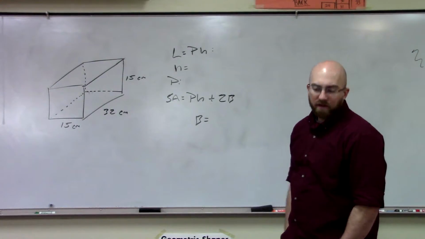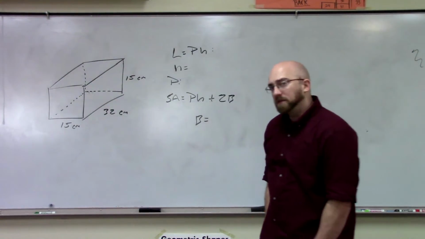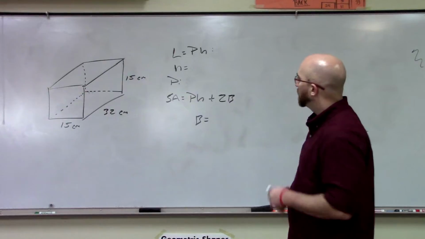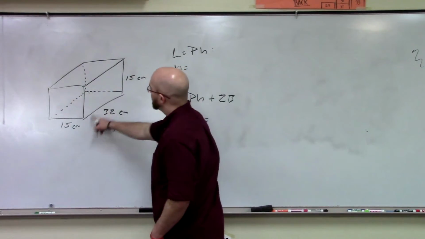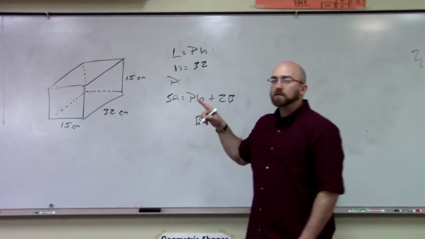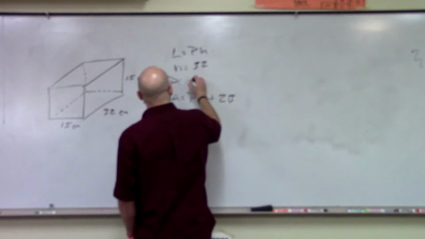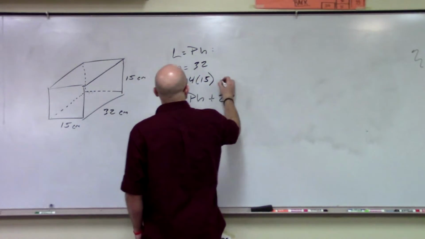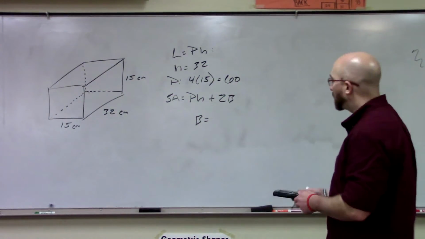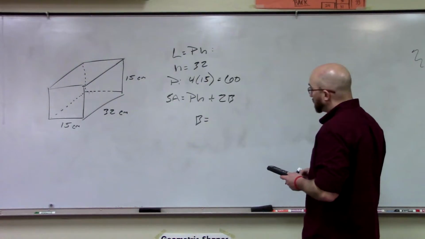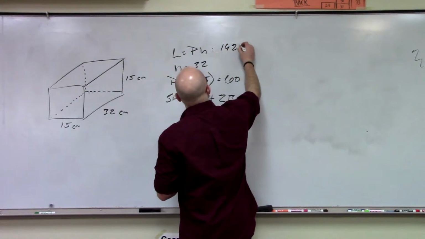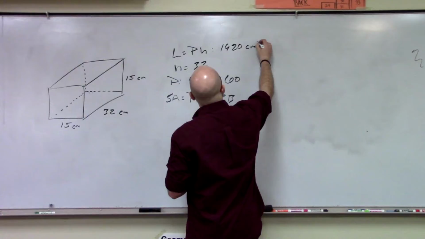It depends on what the book has for lateral area, and whether they signify what the base is. So for my purposes, my base is whatever I have 2 of. So my height is 32 because this is the distance between them. My perimeter, it's a 15 by 15 square, so that means perimeter is 4 times 15, which is 60. So to find my lateral area, 60 times 32 equals 1920 centimeters squared.